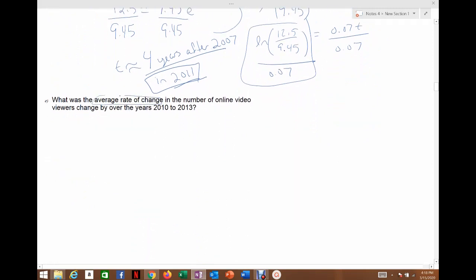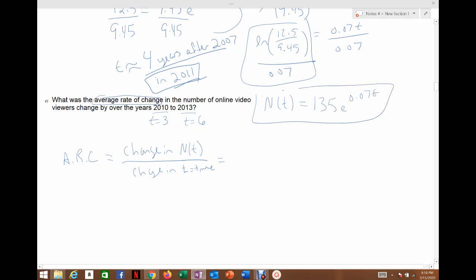It's asking for average rate of change between the years 2010 to 2013. So 2010 would be time 3, 2013 would be time 6, and so it's looking for our average rate of change. Remember, that's the change in our function, which is the number of online videos, over the change in t, which is time. I'm going to write my original function here because that's what I'm going to use. The original function was 135 e to the 0.07 times time.